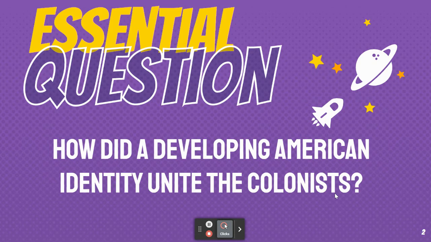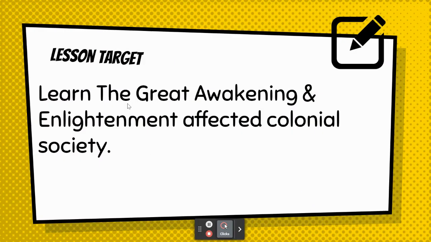Well, one way the colonists began to unite is the way that they began to think. Their thinking changed and it became more American, more geared toward equality, more geared toward natural rights, and challenging authority. So let's get into this. Now, learn how the Great Awakening and the Enlightenment affected colonial society. Specifically, how colonists' thinking began to change, not only just the colonists, because as we saw in one video, this affected everyone, including slaves, including women, everyone.